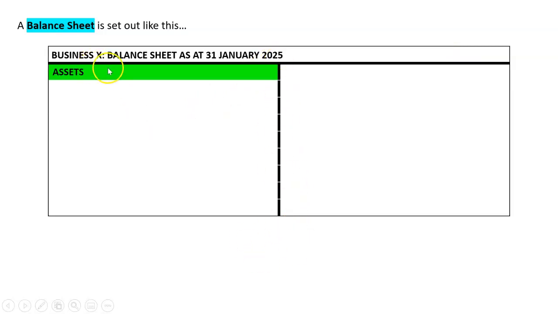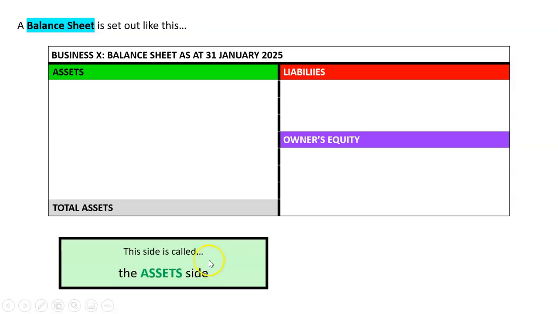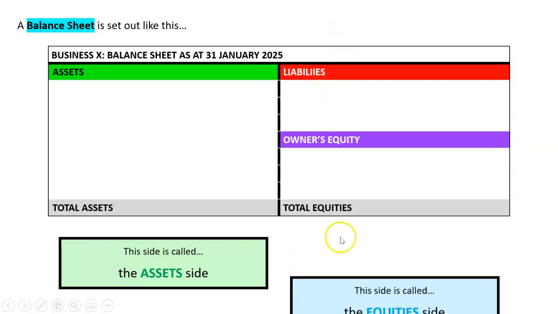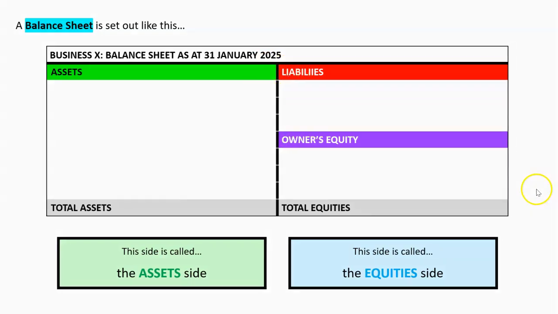And what we say is assets are going to go on this side. And we've got liabilities here and owner's equity here. Okay, and what we say is this side is called the asset side. So obviously the only heading there is assets, so that's called the asset side. This side also has a name and it's going to be important in some later videos. And what we're going to say is that this is the equity side, not the owner's equity side, but the equities, because equities kind of include liabilities as well. So it actually includes both of these.